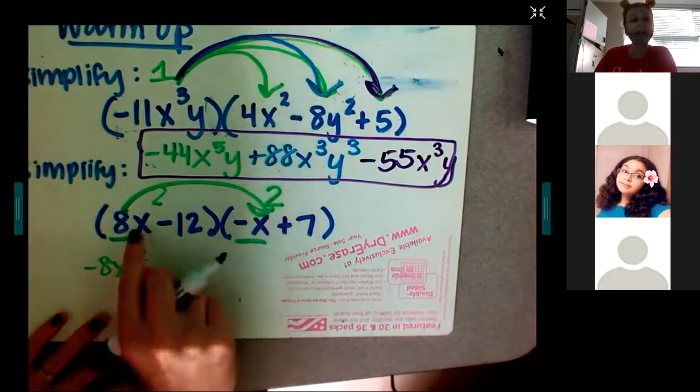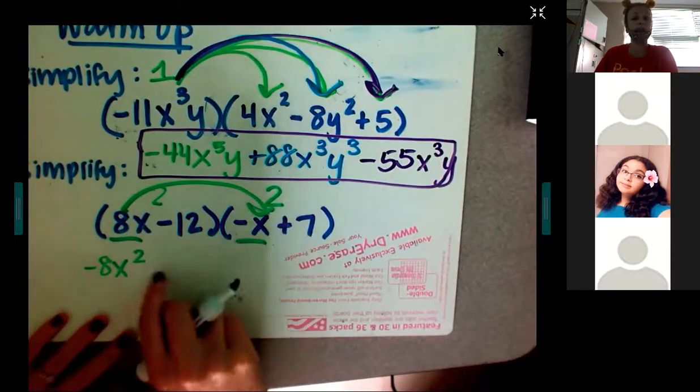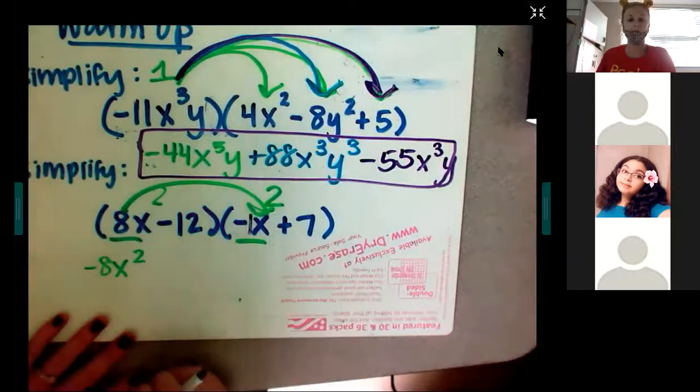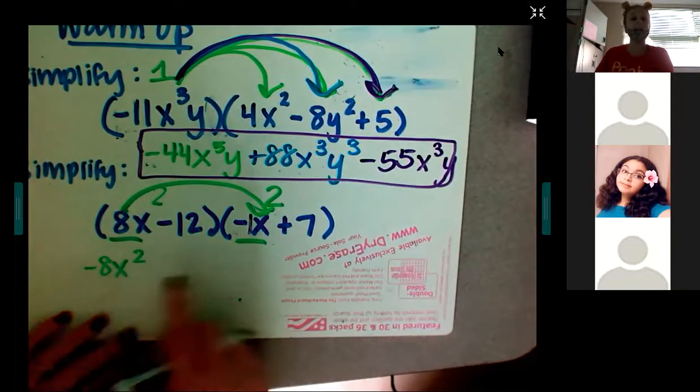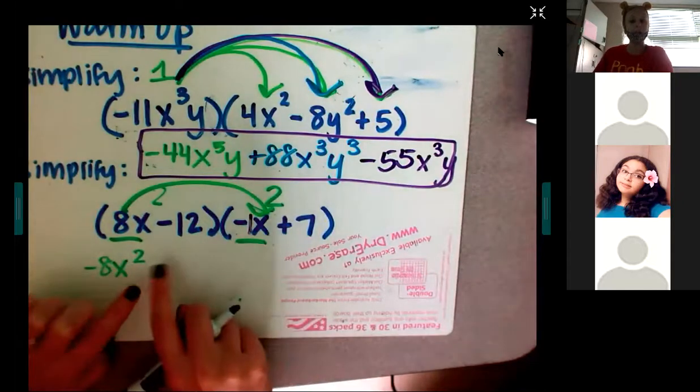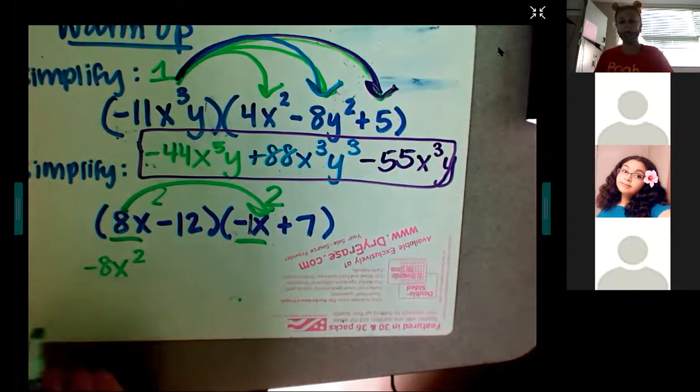All right. 8x times negative x is negative 8x squared. Remember, there's a 1 right here. So negative 1 times 8 is negative 8. And now there are 2 x's. That's where some of y'all are still messing up. All right, that's my first.